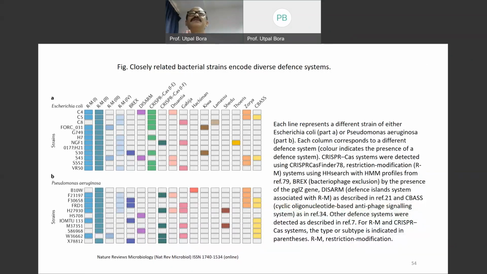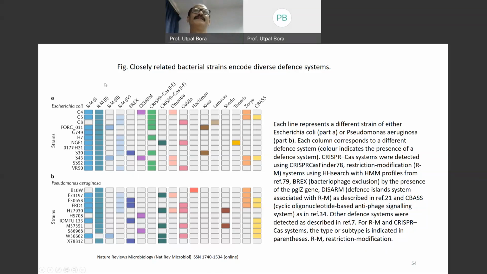This is just to show you some data that closely related bacterial strains encode diverse defense systems. You already know about it, but here is some data from Nature Reviews Microbiology. And you can see that E. coli, for example, has so many different kinds of strains. On the x-axis you have the various defense systems: RM1, 2, 3, 4, BREX, DISARM, CRISPR-Cas type I-E, and CRISPR-Cas type I-F, Gabija, and so many CBASS. But not all of them have all of these systems. Some of them have many different kinds of systems. The empty boxes mean they don't have these. The colored boxes mean they have these systems.